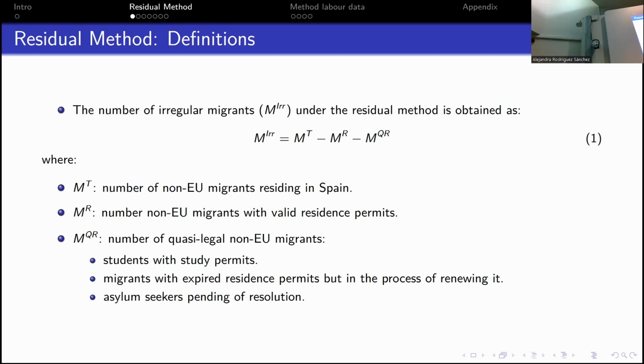And the third one is the asylum seekers that are pending resolution. This data is provided by Eurostat, and it's just the number of people that applied for asylum and are residing in Spain. They are not in MR because they don't have a valid resident permit, but with some probability they will get the asylum visa, and therefore they will probably become legal in the future. If you have any clarification question, you can interrupt.